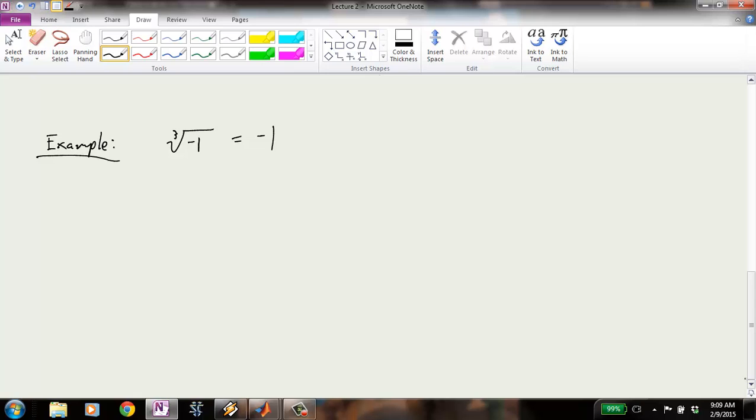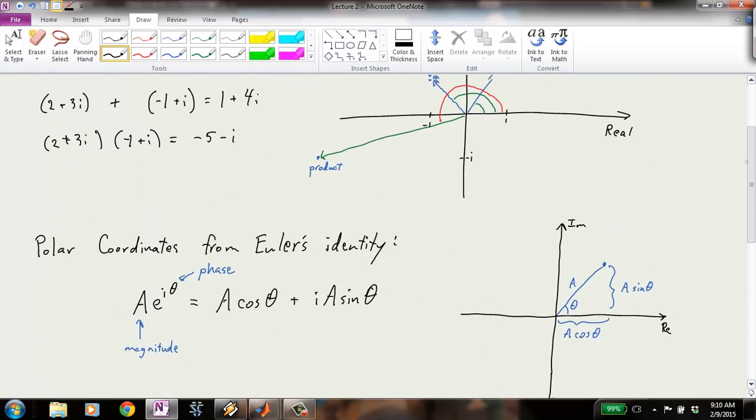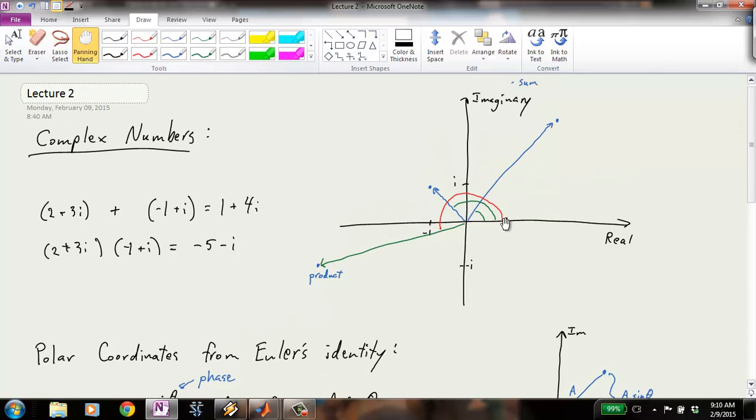One way to do that is to represent -1 using our polar coordinates for complex numbers. So we need a positive number, plus 1, times e to some phase. It turns out e to the i pi will be negative 1. Just think of this space here. If you take 1 and you add a phase of pi, you get over here to negative 1. So e to the i pi is negative 1.